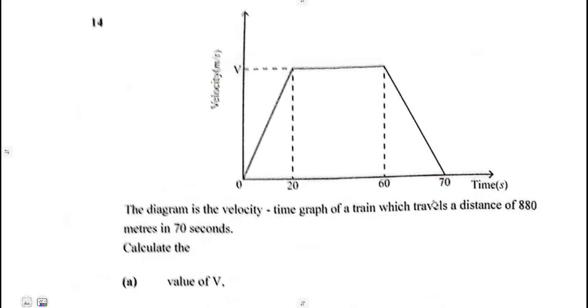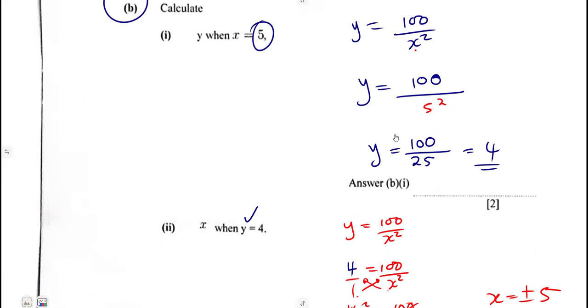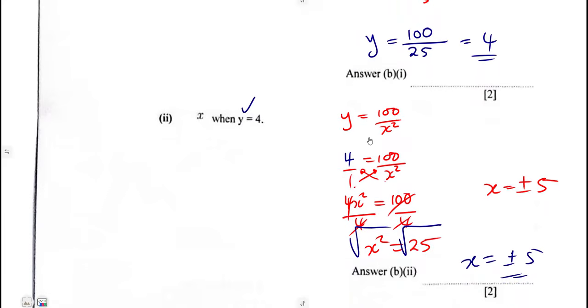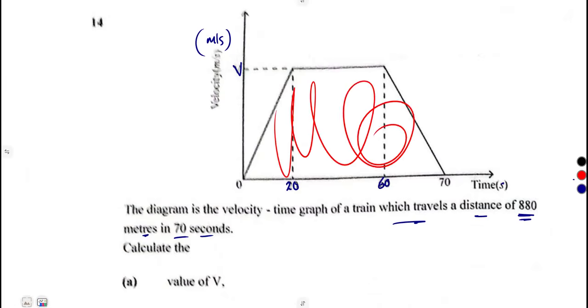All right, considering number 14. We are given here, so this was part of question number 18. 2 marks there. All right, so this is our velocity in meters per second, that's our V, 10, 20. Here this is 60, 70, our time in seconds. The diagram is a velocity time graph of a train which travels a distance of 880 meters in 70 seconds.